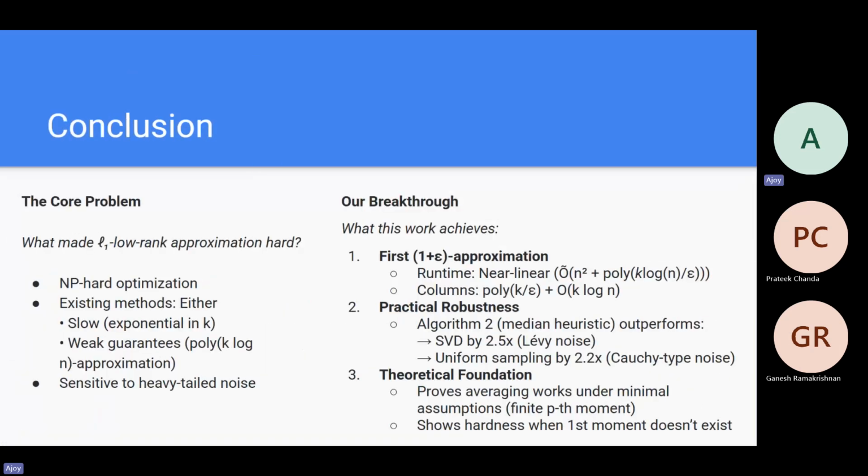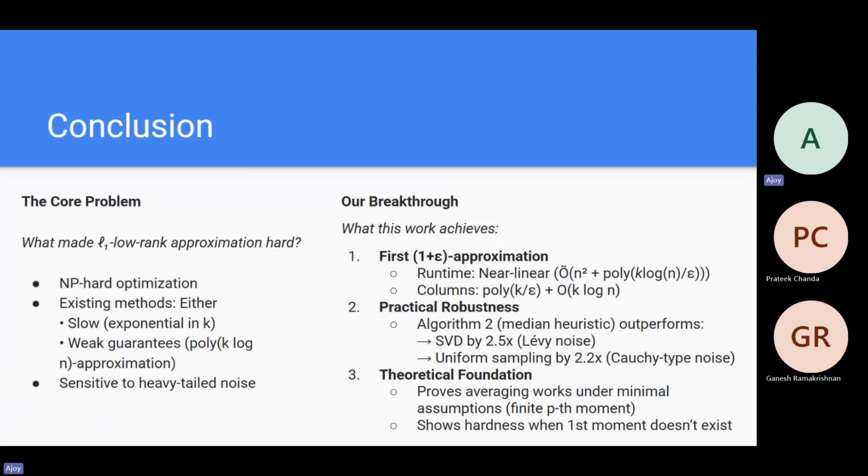So coming to the conclusion: what was our core problem? L1 low rank approximation was hard because it was an NP-hard optimization, and the existing methods were very slow with weak guarantees. There was no guarantee that they could provide a 1 plus epsilon approximation. They were providing approximation around poly of k log n. It was also sensitive to heavy-tailed data, where higher outliers may contribute to higher noise.